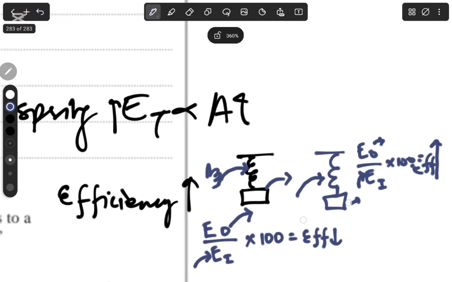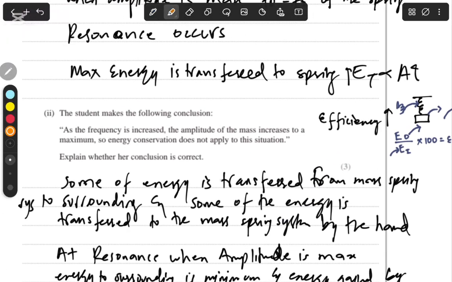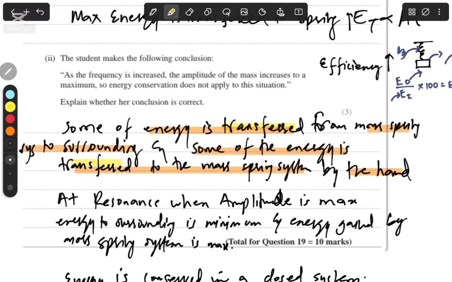That's basically what this question is talking about. So what we have to say is that some of the energy is transferred from the mass spring system to the surroundings, and some of the energy is transferred to the mass spring system by the hand. So it gains some energy and then it loses some energy. This word transfer is very important. You have to say transfer. Now at resonance, when the amplitude is maximum, the energy transferred to the surroundings becomes minimum, and the energy transferred to the mass spring system from the hand is maximum.